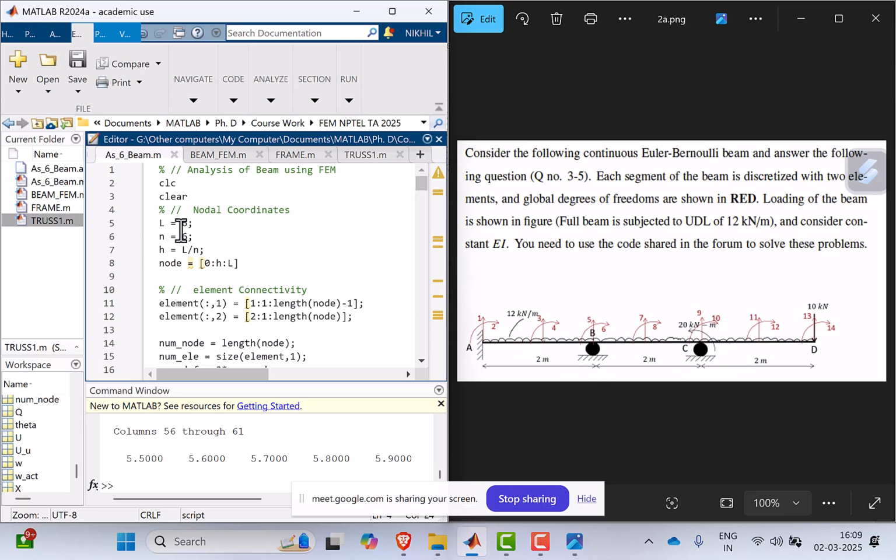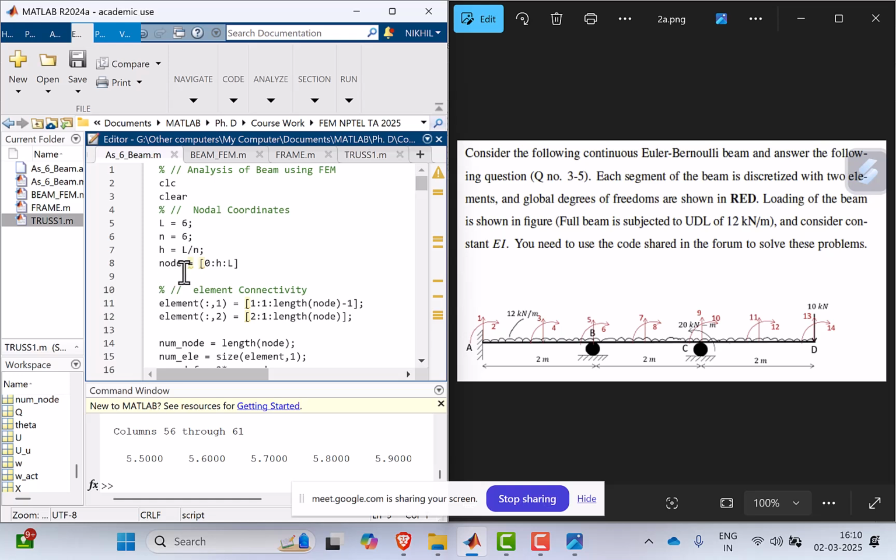Now N is the number of elements. So we are making 1, 2, 3, 4, 5, 6 elements, so the number of elements is taken as 6. Now H is the length of each member. When you do L by N, you get 1, which is 1 meter for each element. So you get H as the length of each element.